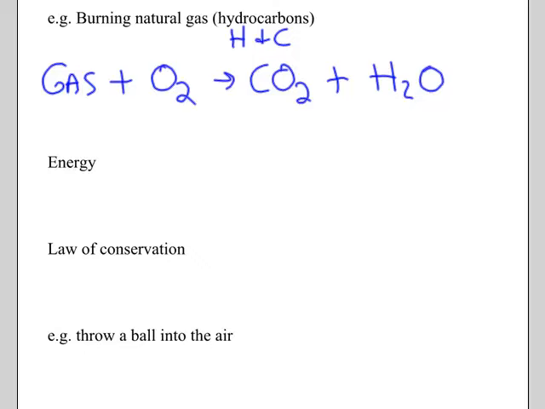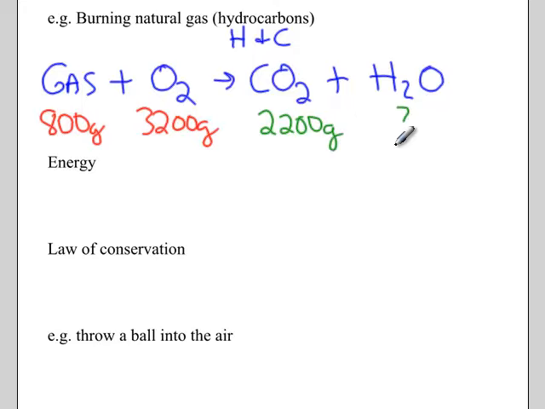Conservation of mass says, let's say we start with a certain amount, 800 grams of natural gas, and we react that with 3,200 grams of oxygen. And we know, we measure the carbon dioxide and we get 2,200 grams of carbon dioxide. And the question is, how many grams of water would we make?